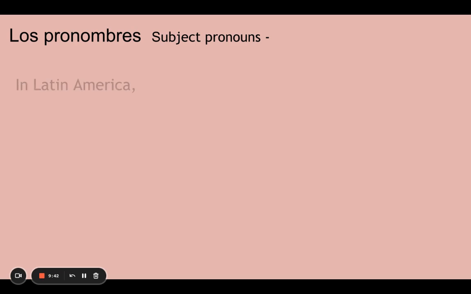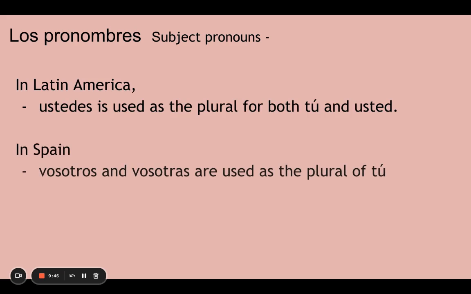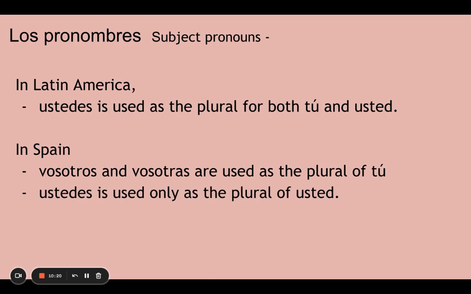I probably should have said vosotros for that. In Spain, on the other hand, okay, no, that's fine. Vosotros and vosotras are used as the plural of tú. Okay, so only in Spain do they use vosotros and vosotras for the most part. But the reason that I teach all of them is because there may be one day that you're reading something that comes from Spain, or you meet somebody from Spain, and it would be nice if you could understand what they're talking about and not just be speaking in the ustedes form. Ustedes is used only as the plural of usted.